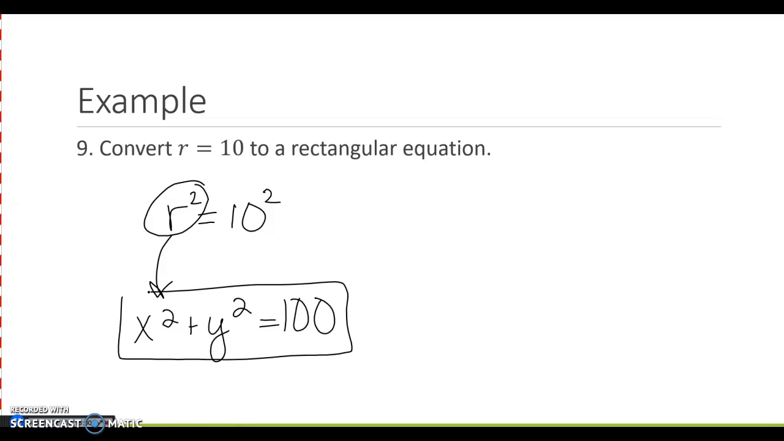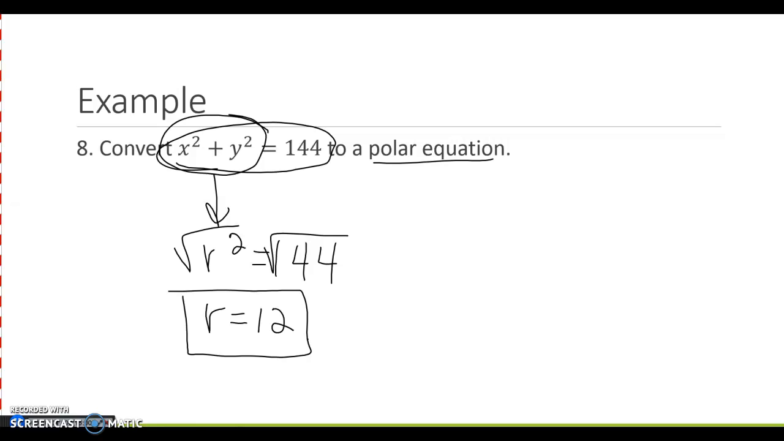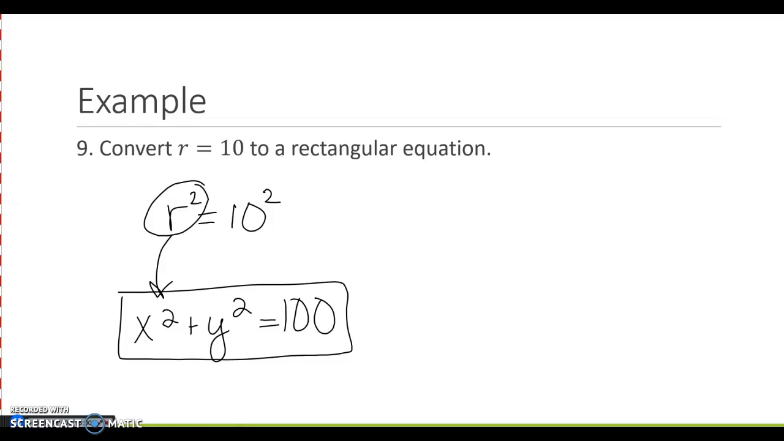Okay, so this is the backwards of this previous example that we just did. So notice how that works backwards. Okay, and that's all for polar and rectangular equations.